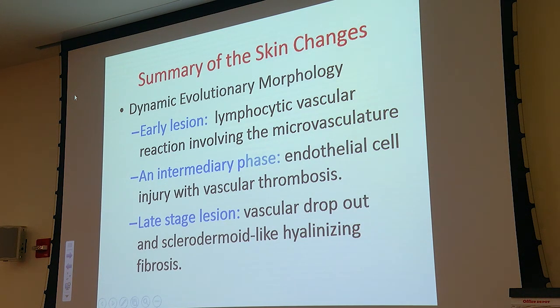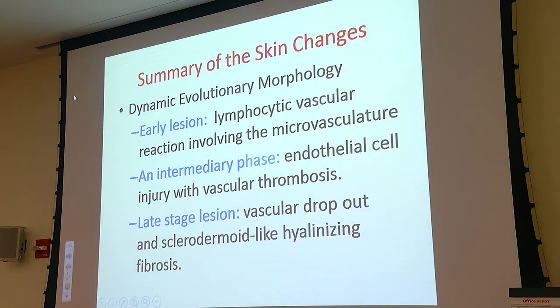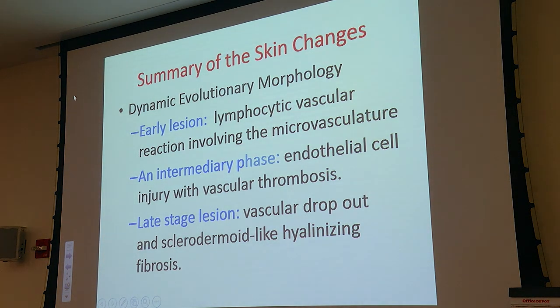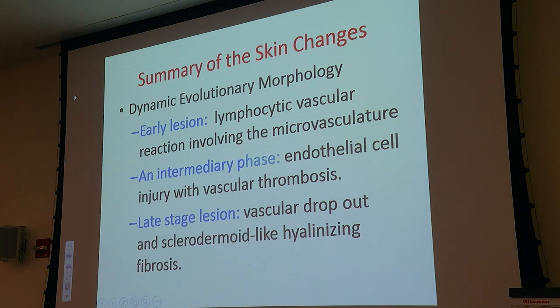So in summary then, the early lesion is this lymphocytic vascular reaction with endothelial cell injury. And then we have an intermediary phase with frank endothelial cell denudement and vascular thrombosis. And then ultimately the late stage lesion is characterized by this sclerodermoid-like fibroplasia with vascular dropout.